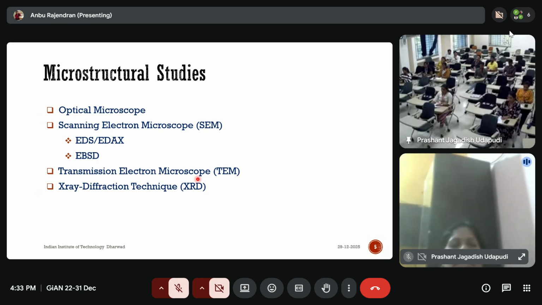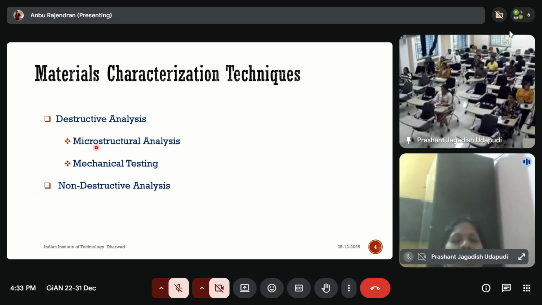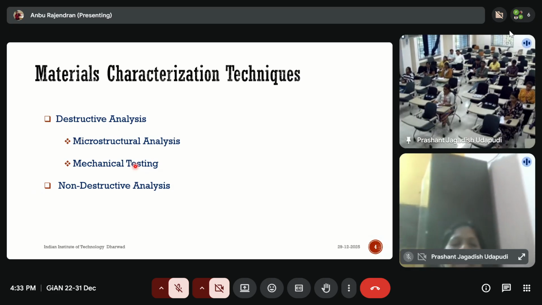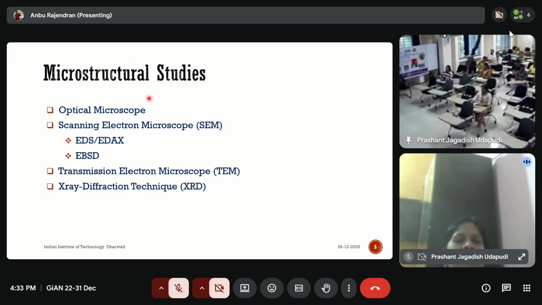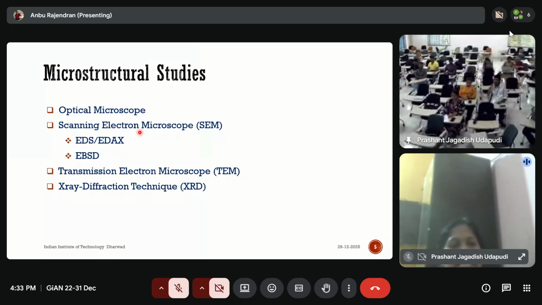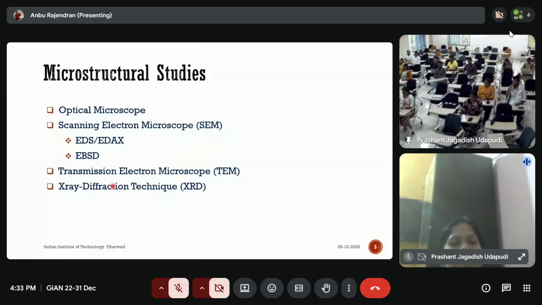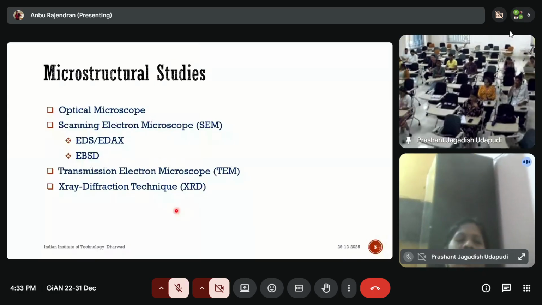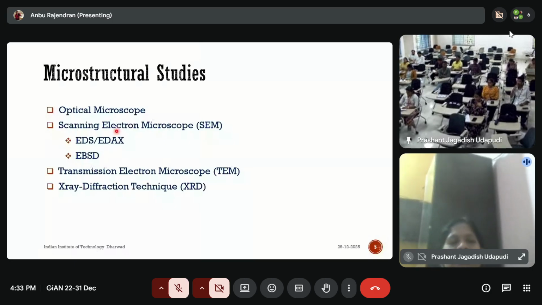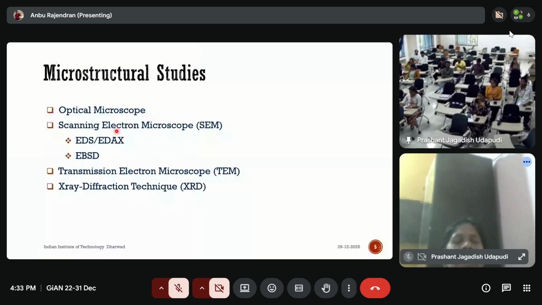As I mentioned, in destructive analysis, one is used for microstructure studies, and another one is for measuring the properties through mechanical testing. Microstructural studies can be done with the help of certain microscopes and XRD techniques. There are many other techniques. These are the major techniques commonly used to study the basic structure of the material. Other than these, there are multiple other techniques that can be used for analyzing specific properties. First one is the optical microscope.